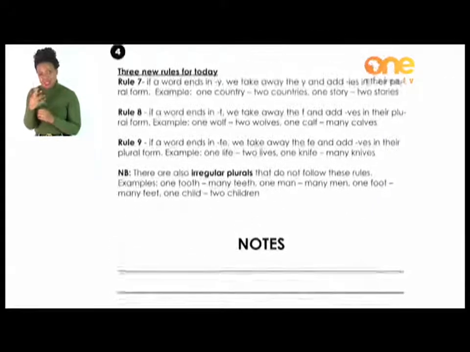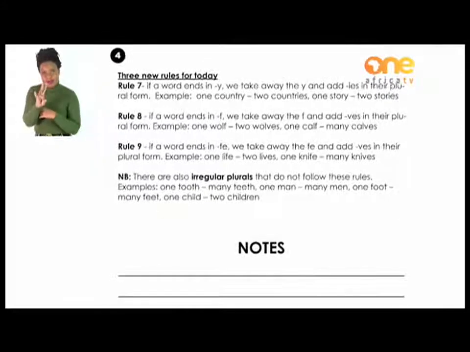If a word ends in a Y, we take away the Y and add IES. In other words, I can throw away the Y, forget about the Y, and replace the Y with IES. For example, country. Country is a noun, and it's ending with a Y. When there are more than one countries, I remove the Y. I replace the Y with IES to become countries.